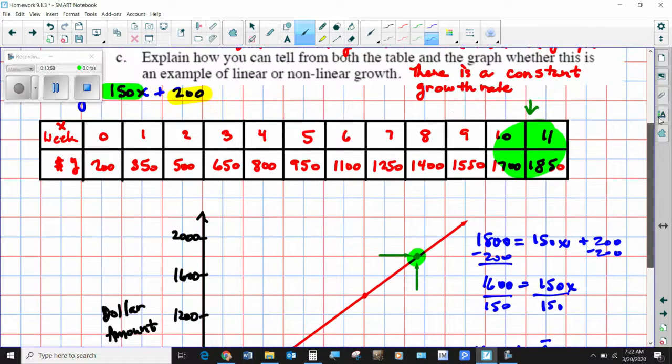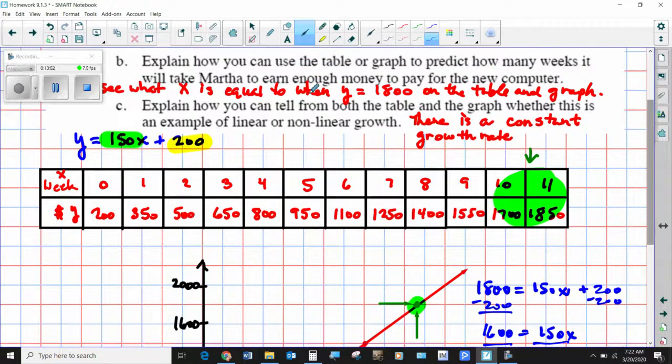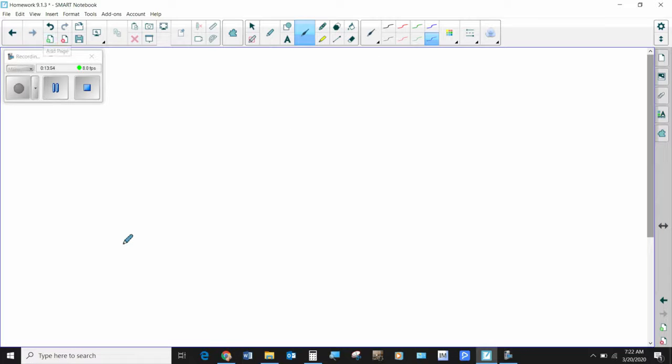Was there a question there that we had to ask? Yeah, it's constant growth, and so on. Okay, good. Is that it?